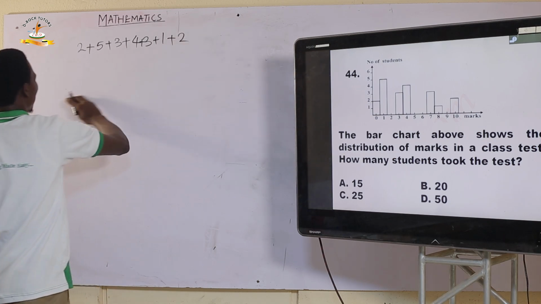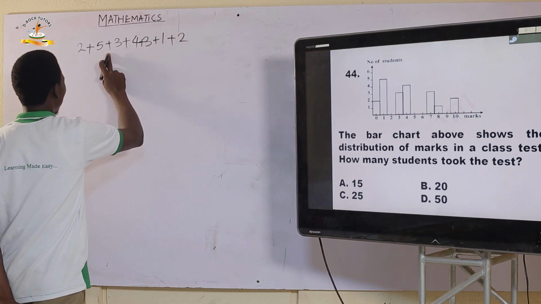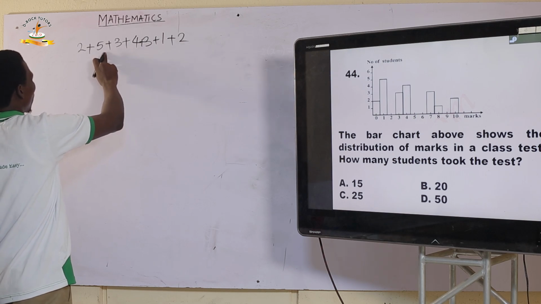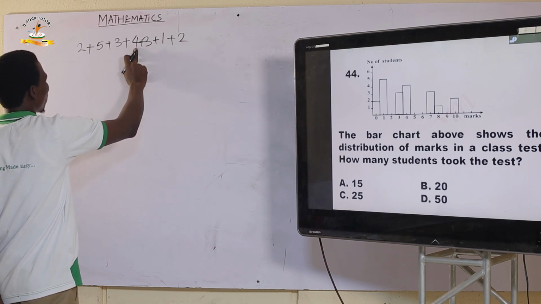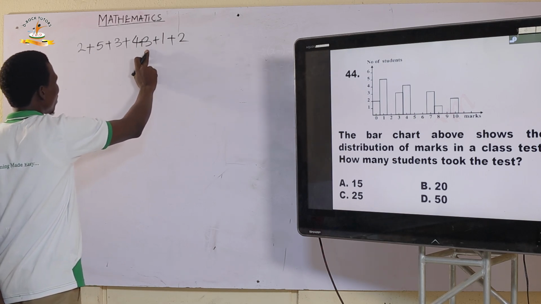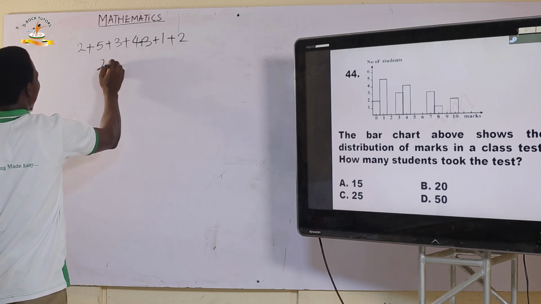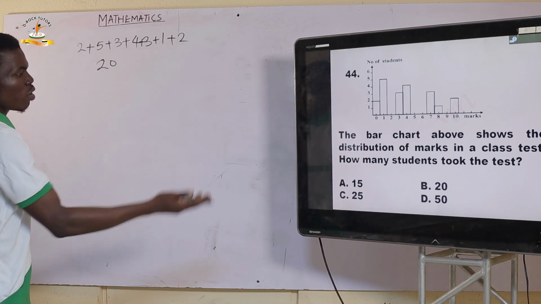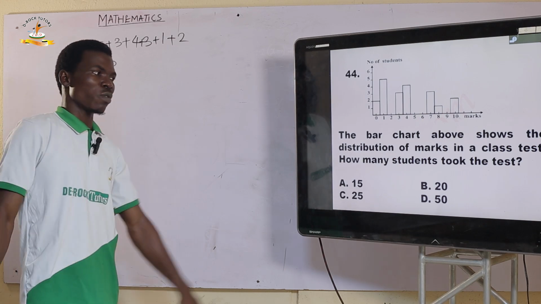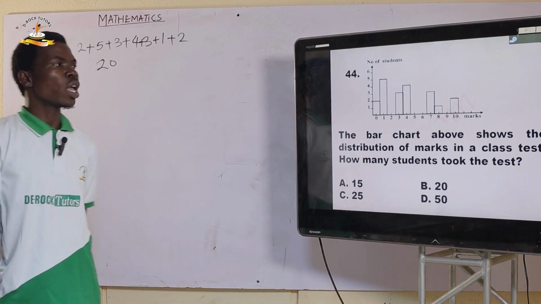So let's add this up together. 2 plus 5 is what? Is 7. 7 plus 3 is 10. 10 plus 4 is 14. Plus 3 is what? 17. Plus 3 is what? 20. Means we have what? Total number of people that took the test were what? 20, which is option B.